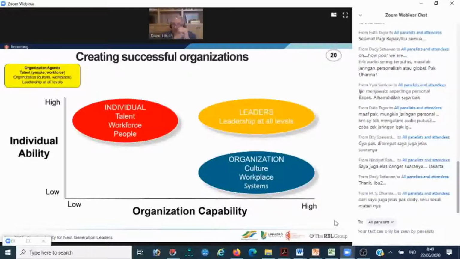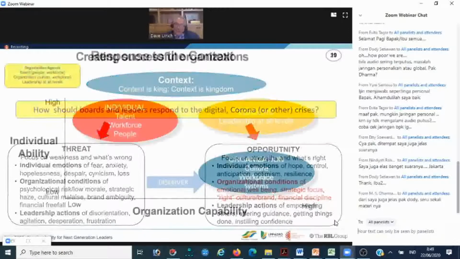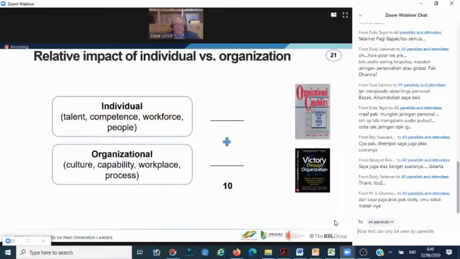Do we have the right talent? Move your fingers. Do we have the right organization, the culture, and do we have the right leadership? Those 3 things give me an organization that is successful in a changing marketplace. So I just went back. Instead of being threatened, we see opportunity and we create talent, leadership, and organization.